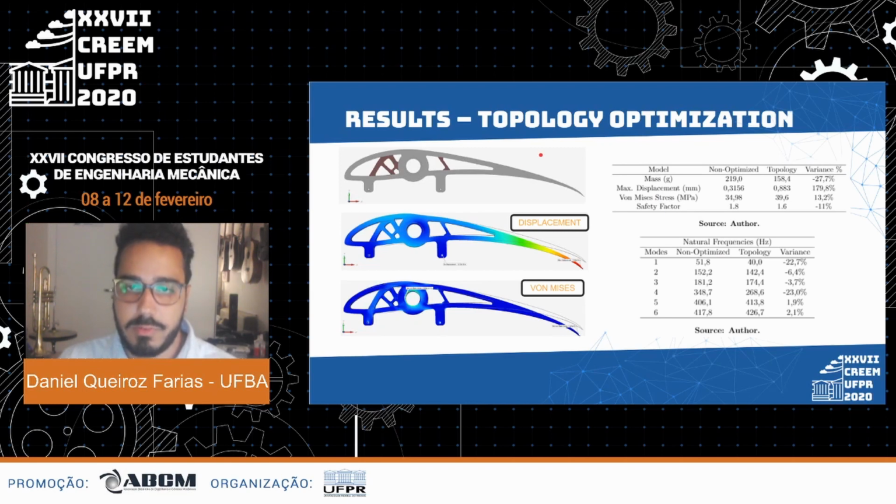The second result obtained was from a topology optimized part. Here you can see the result, and also the displacement and von Mises stress. By analyzing this result, it was noticeable that there was a decrease on the mass of almost 30%, followed by an increase on the maximal displacement of almost 180%.